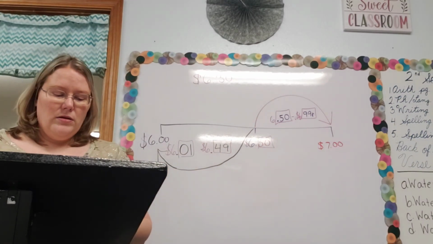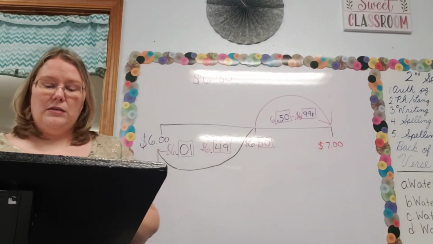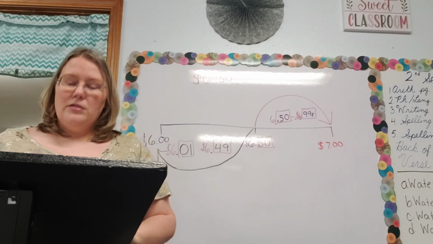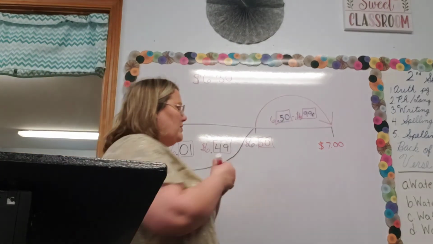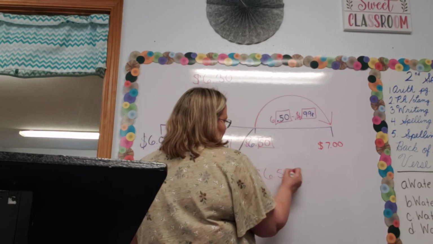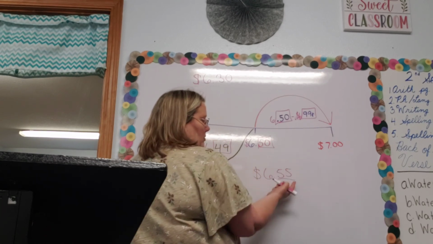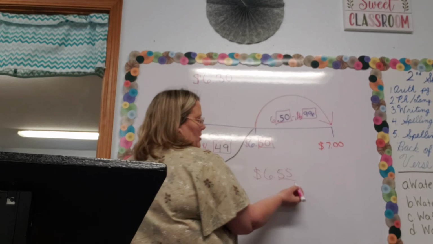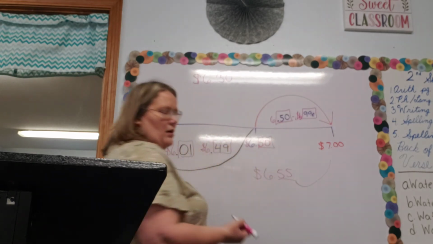When a dollar is rounded, there should be no cents at all. So let's say we had $6.55. If I had $6.55, what am I going to round that to? I'm going to round up to $7.